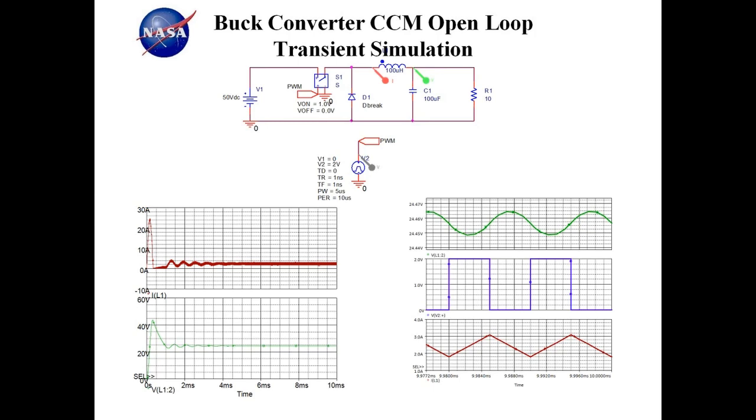It's made out of the part S, which is a voltage-controlled switch, very much like a MOSFET. And we have D-break, which is a somewhat idealized diode. And then an inductor and a capacitor, 100 microhenries and 100 microfarads respectively, and a 10 ohm load. A 50 volt input voltage, we see there on the left.